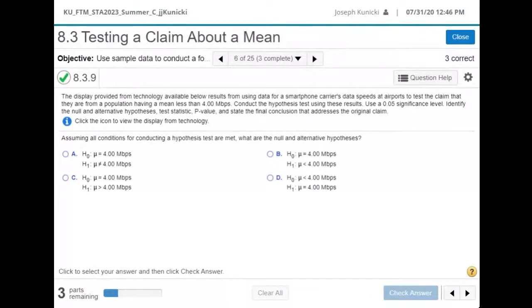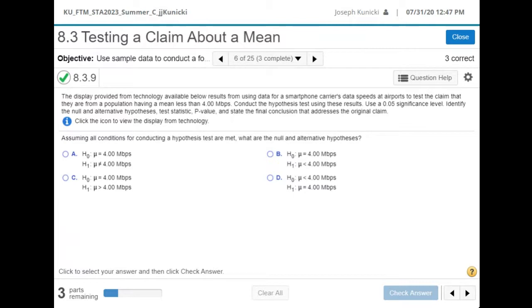Okay, this is 8.3.9, and everything we need, when we hit the icon, this is for a mean, and they will give us all the results. But let's first answer the question.